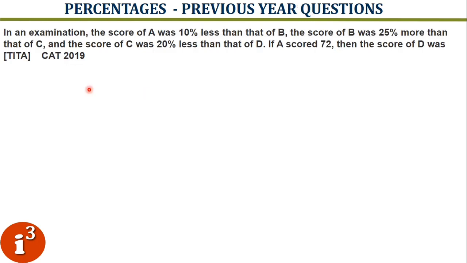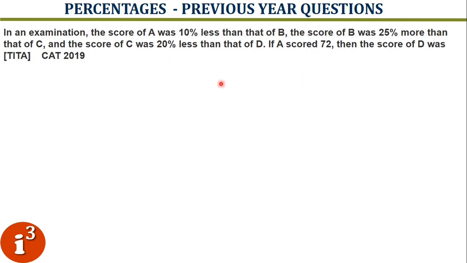Okay, so this question is from CAT 2019. In an examination, the score of A was 10% less than that of B. The score of B was 25% more than that of C, and the score of C was 20% less than that of D. If A scored 72, then the score of D was. So what is this? There are a few relations given between A and B, B and C, C and D. You ultimately write them down, then substitute one value into another, and finally you get the answer.